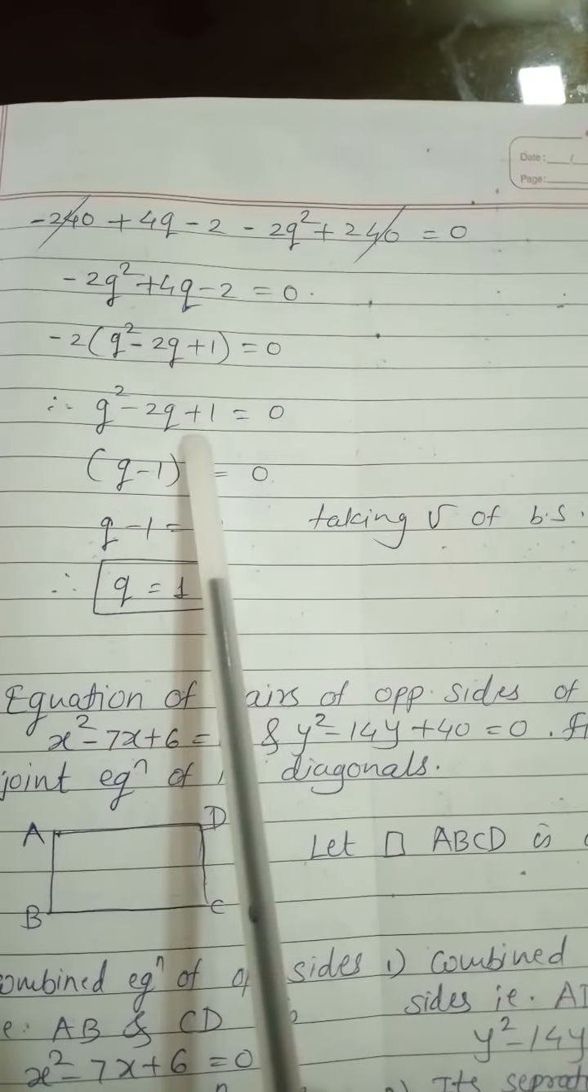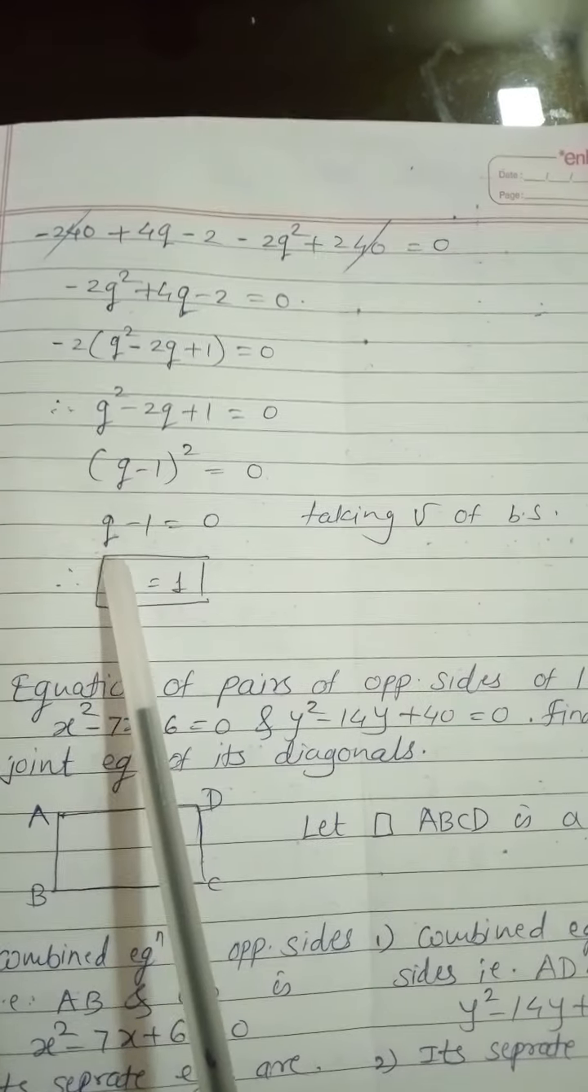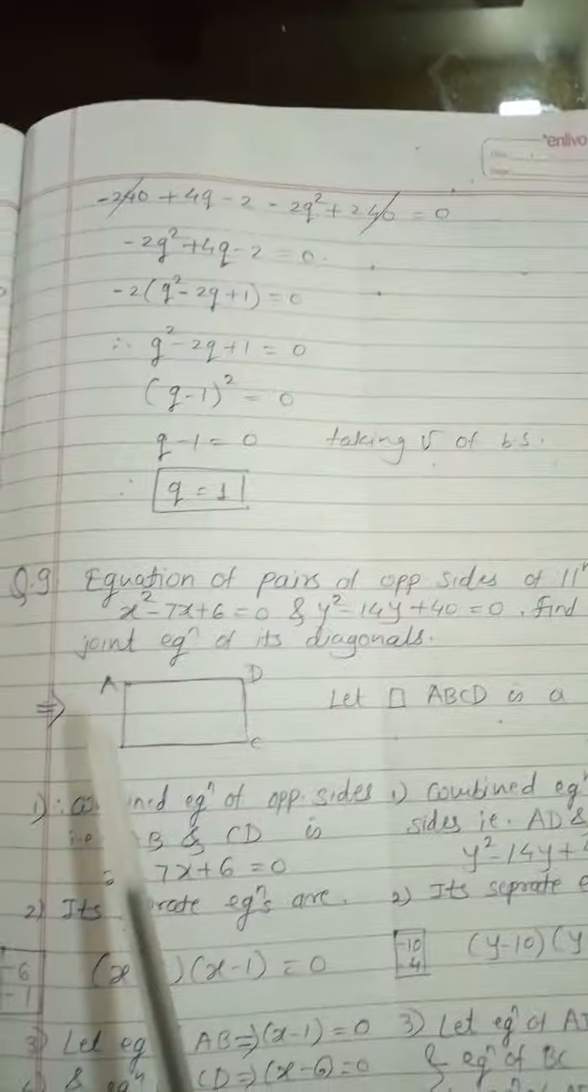Actually it is a perfect square, q minus 1 whole square. Again taking the square root of both sides, we get q minus 1 is equal to 0. So q is equal to 1.